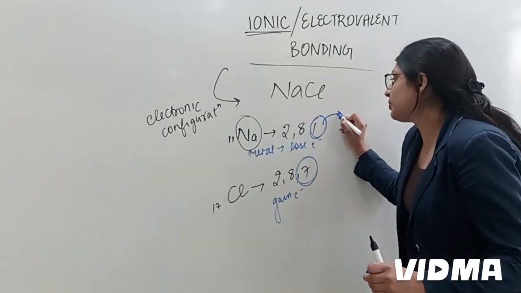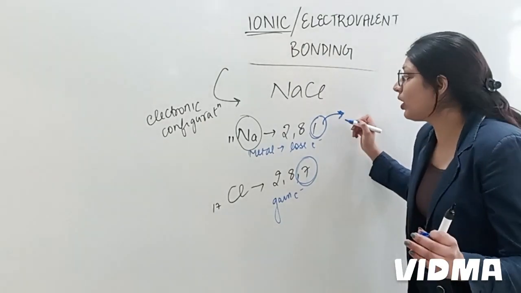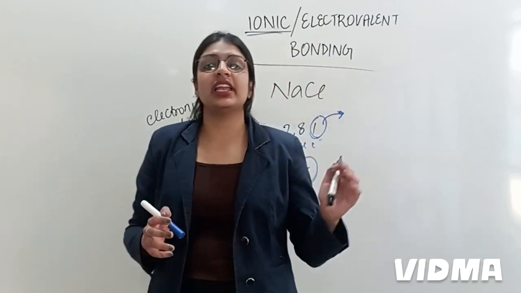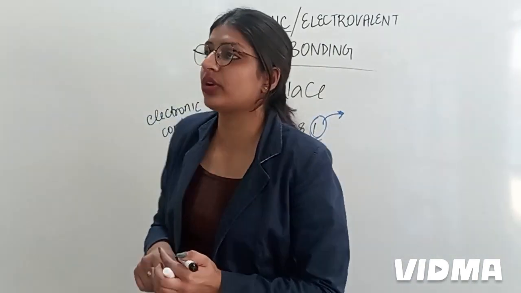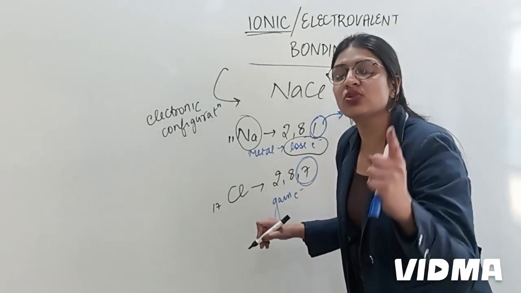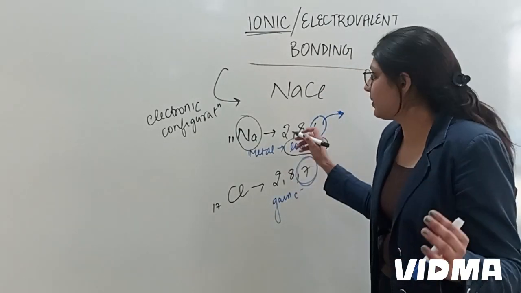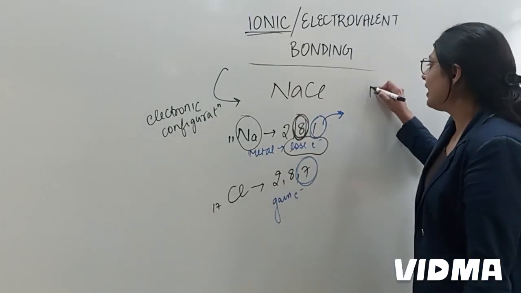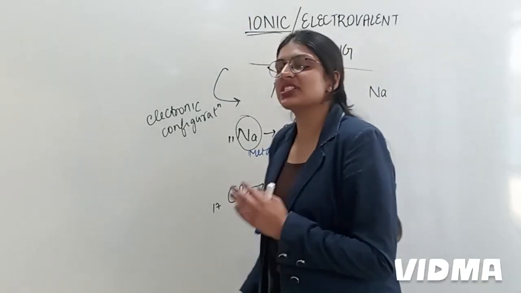Either sodium will lose 1 electron or it will have to gain 7 electrons, and we know gaining 7 electrons is not possible. So sodium, since it is a metal, will obviously lose an electron, and by losing 1 electron it will get a stable configuration and complete octet. Now in the next step we will write the Lewis diagrams.